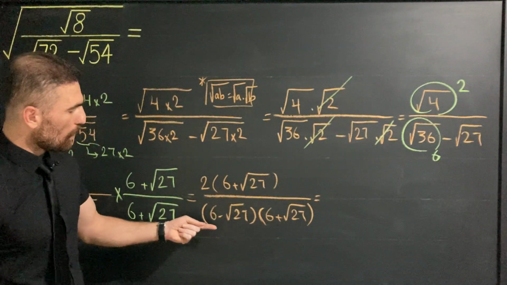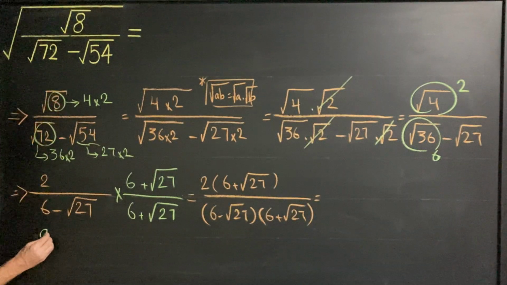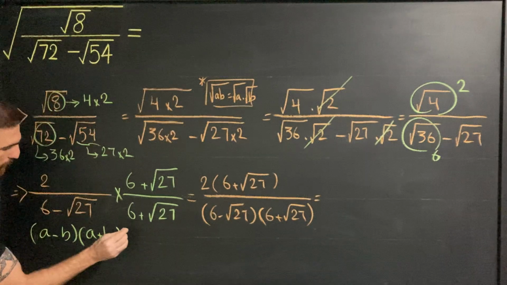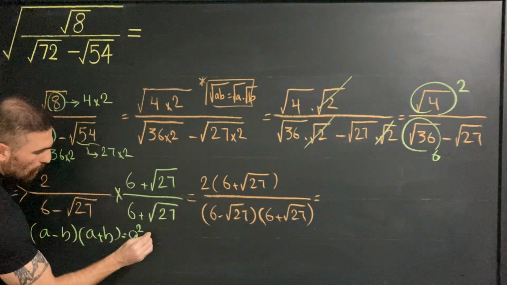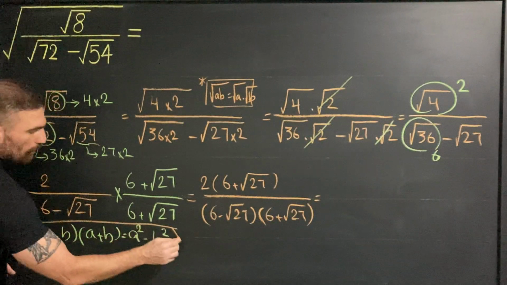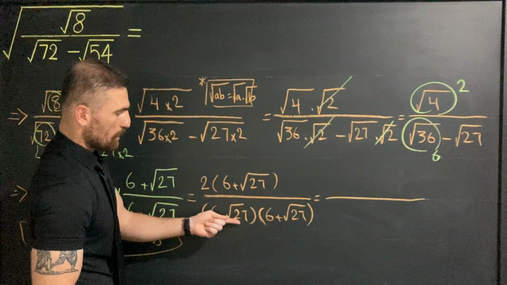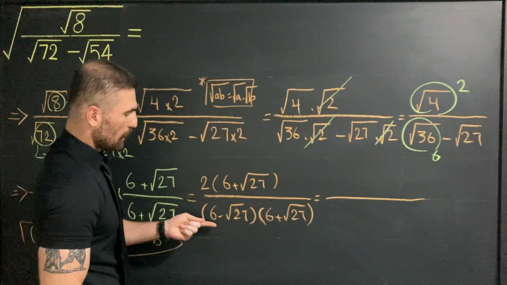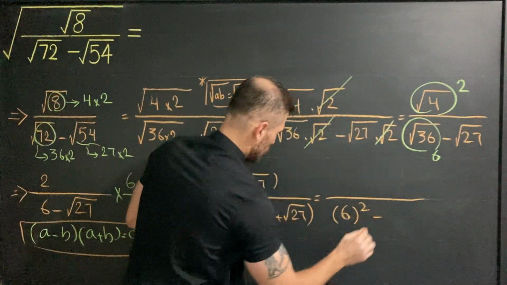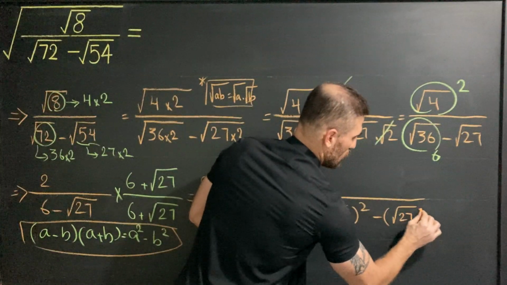Now, let me continue by working on the denominator. The denominator is in the form of a minus b times a plus b. It can be written in the form of first term squared minus second term squared. So let's keep it here. How can we rewrite the denominator? A minus b times a plus b can be a to the power of 2, here 6, minus b to the power of 2, here second root of 27.